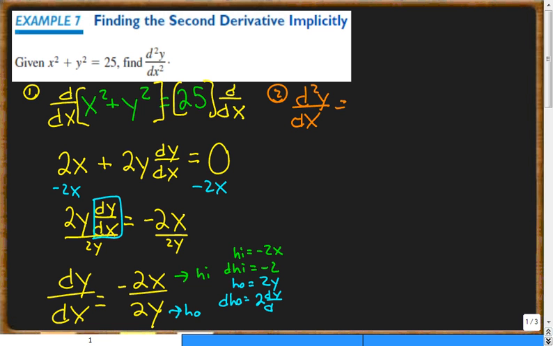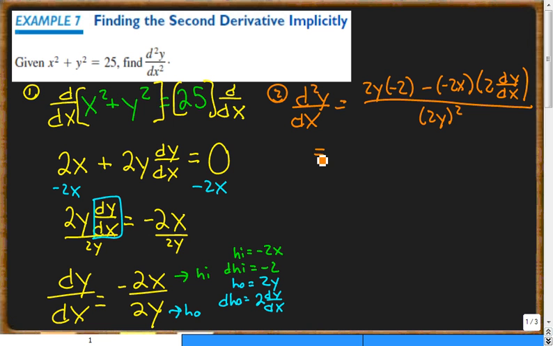When we go back through and plug everything in, we know that this is dy/dx. We're eventually going to replace it, but let's do this one part at a time. Remember, it goes low d high, so it's 2y times negative 2, minus high d low, which is negative 2x times 2 dy/dx, divided by low squared, which is 2y squared. Simplifying, we get negative 4y, plus 4x dy/dx because of the two negative signs, all divided by 4y squared.